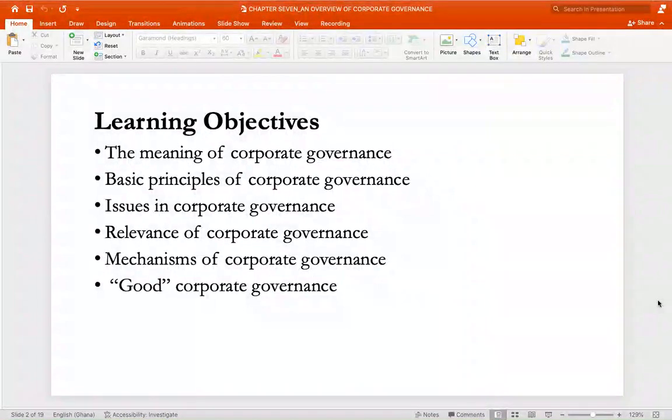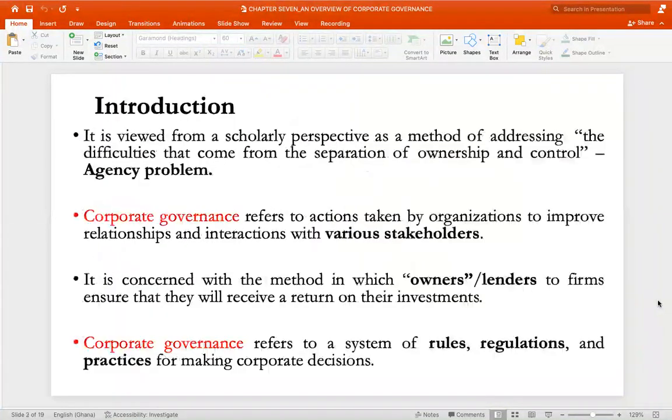And the issues we will be focusing on are the meaning of corporate governance, basic principles of corporate governance, issues in corporate governance, the importance of corporate governance, the mechanisms of corporate governance, and the concept of good corporate governance. Indeed, once we know corporate governance in its entirety, that will address the issue about good corporate governance. All right.